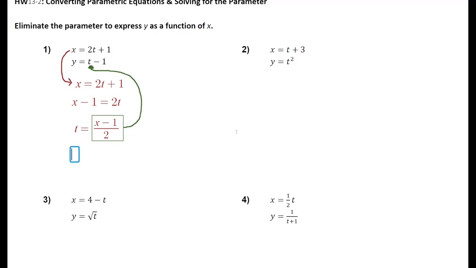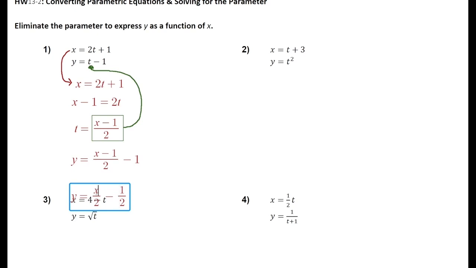So what we end up with here is y equals x minus 1 over 2, and I'm writing that instead of t, minus 1. And you could definitely simplify this a little bit. For instance, we can separate this expression up here and divide each term by 2. So that would be y equals x over 2, or 1/2 x minus 1/2.